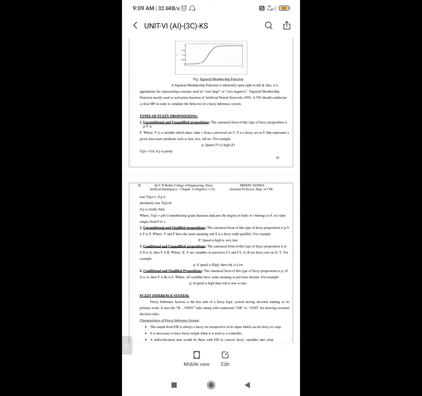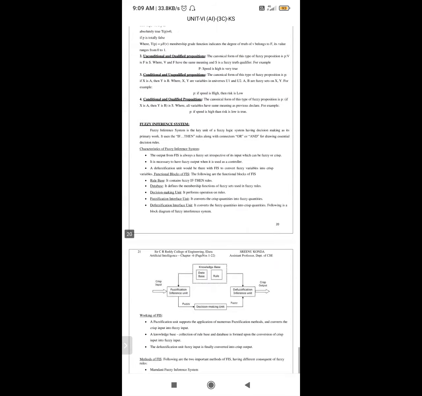Next one is conditional and qualified proposition. The canonical form of this type of fuzzy proposition is P colon, if x is A, then y is B, is S, where all the variables have the same meaning as previously declared. For example, P: if speed is high, then risk is low, is true. That is conditional and qualified proposition.